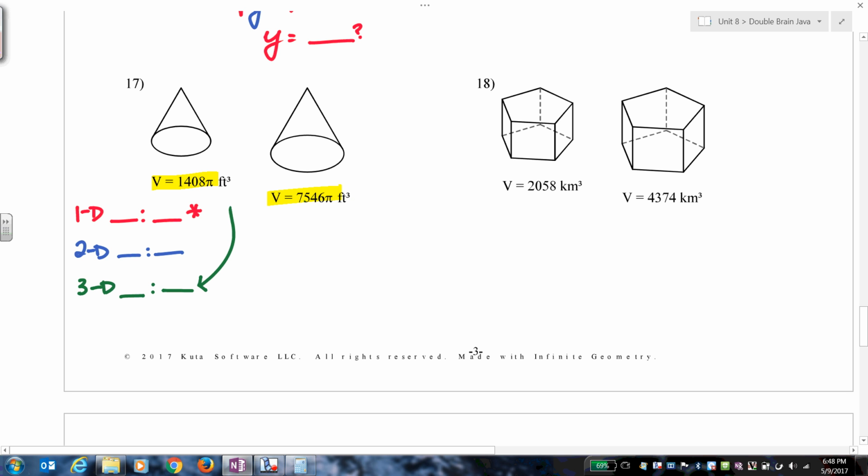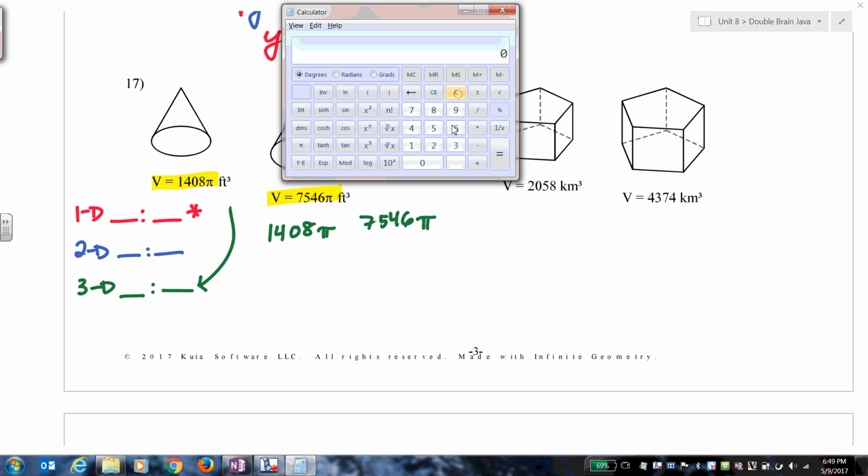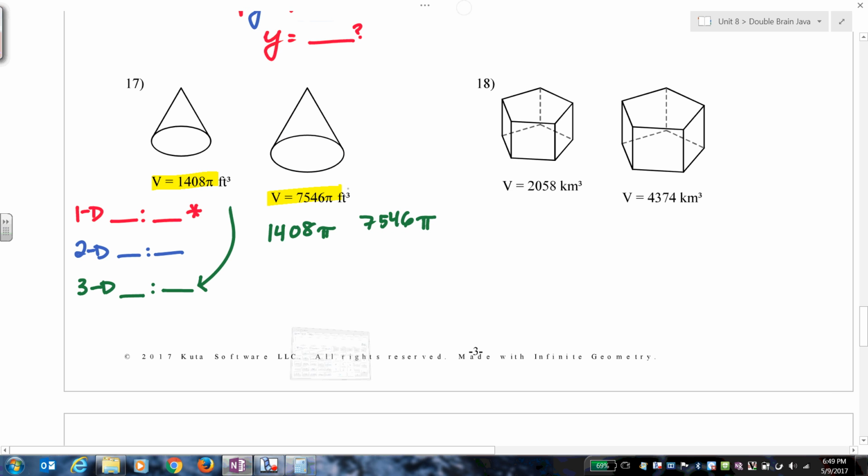Step number 1, we're going to reduce these as far as we can get. So I have 1408 pi and 7546 pi. And instantly you're going to get rid of pi and reduce, and I'm going to try to see what the largest number I can get in there. So I'm going to try 12. No, 12 doesn't work. For 1408, I'm going to try 16. 16's even. Okay, so I'm going to divide both sides by 16.